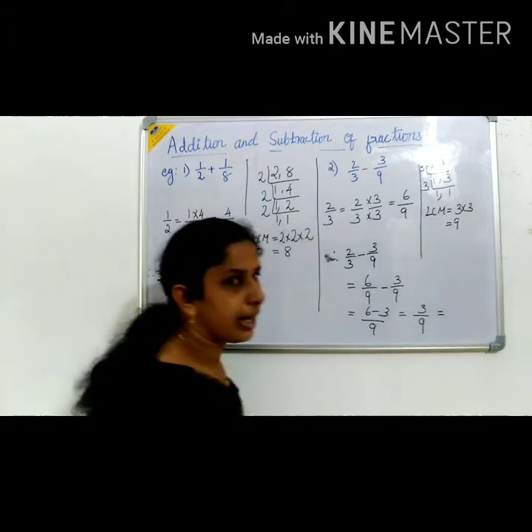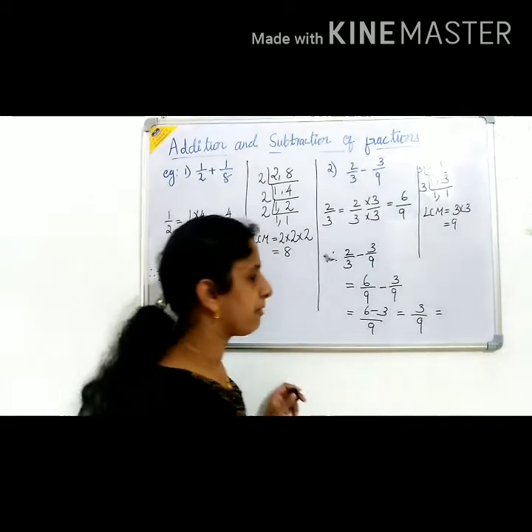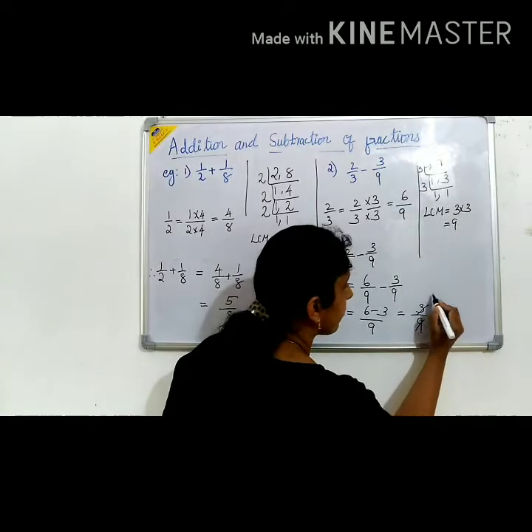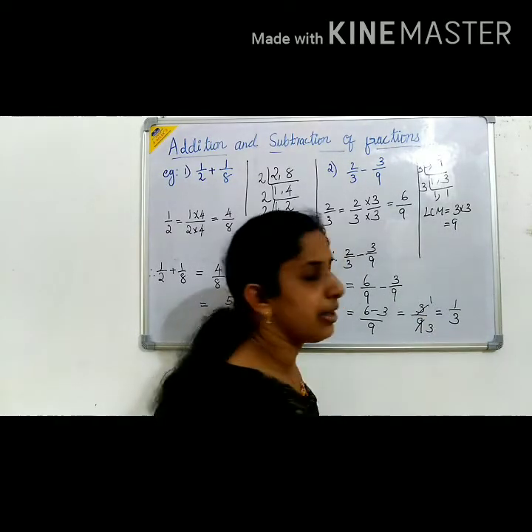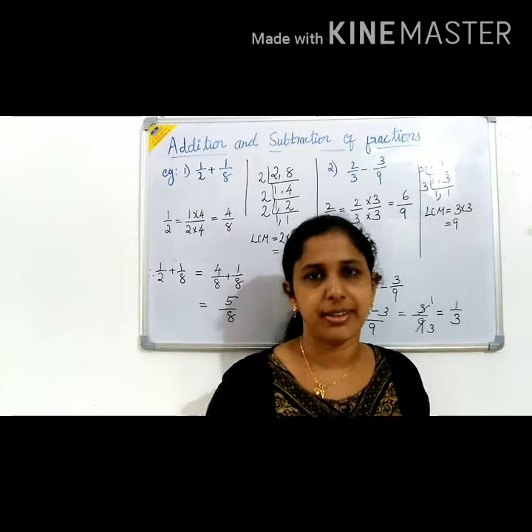What is 3 by 9? In 3 by 9, 3 is a common factor. We can cancel 3. That is equal to 1 by 3. Therefore, the answer is 1 by 3.